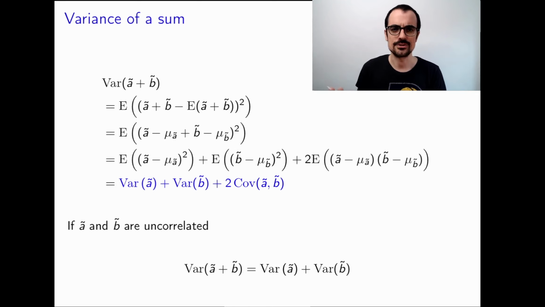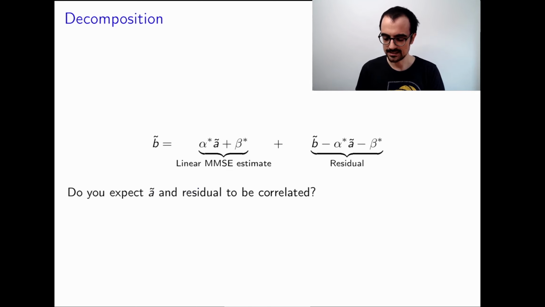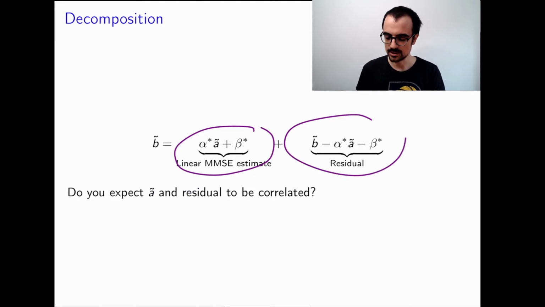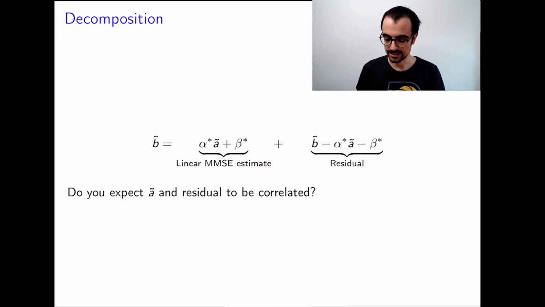Okay, so why am I telling you all of this story? Because we're going to see essentially that the linear estimate and the residual are uncorrelated. So then we can just divide the variance of B into the sum of these two variances.